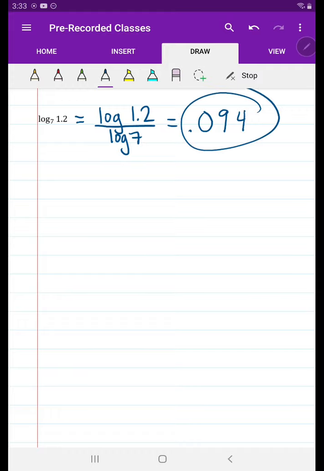So that's it. Those are all the examples, and that's everything we're going to cover today. I hope that helps, and you can try the homework on your own.